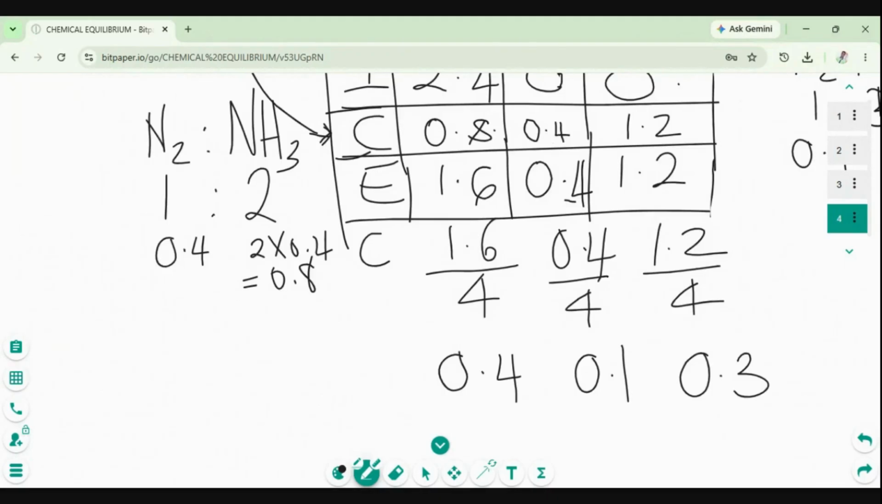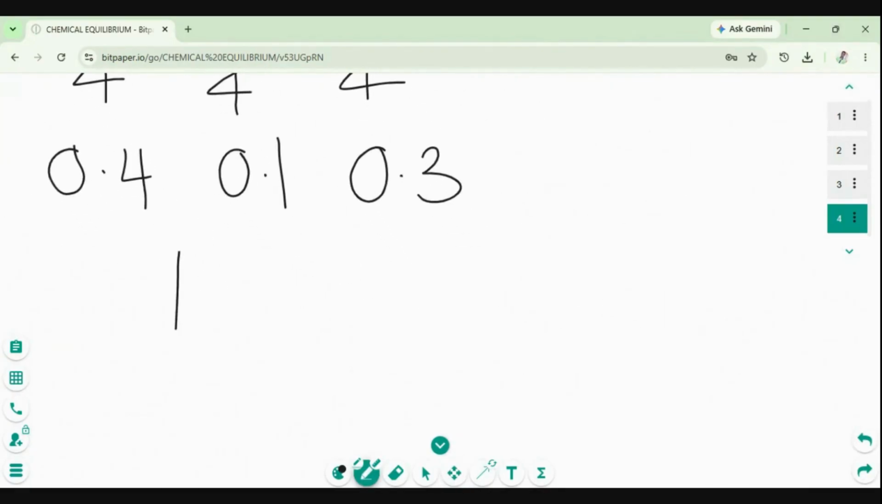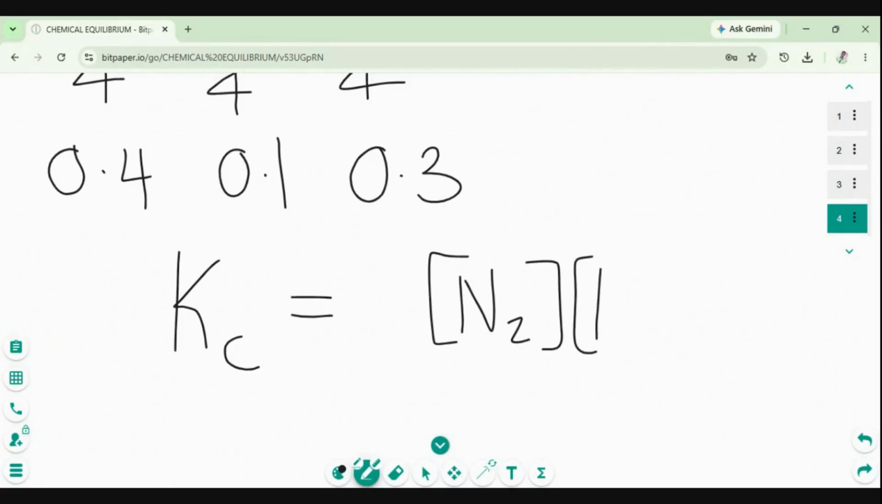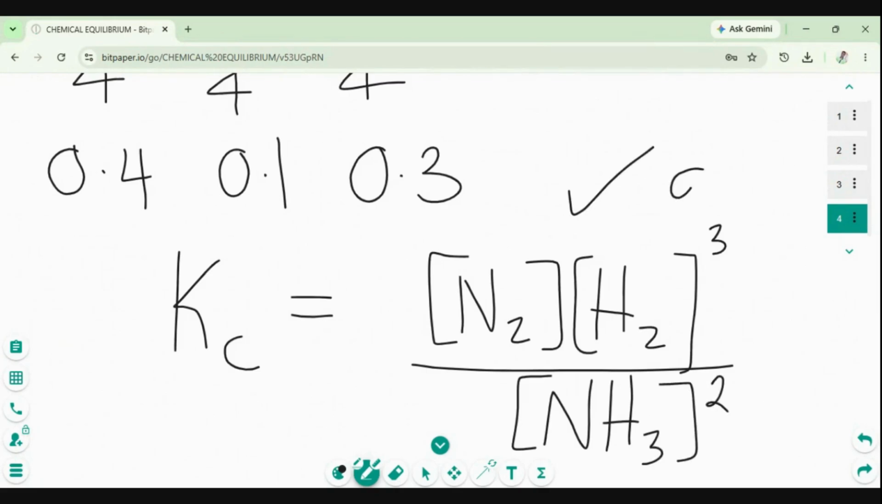We don't stop by getting the concentration. We proceed and we calculate the Kc expression. So how would we calculate Kc? So Kc will be equal to concentration of the products raised to the appropriate powers, which this time is nitrogen times hydrogen raised to its appropriate power, divided by ammonia also raised to its appropriate power. This is the first thing when you're calculating.